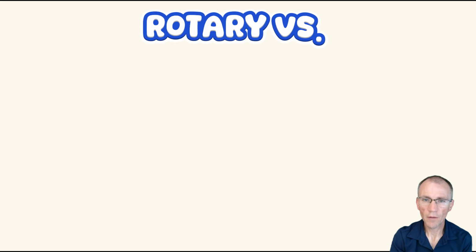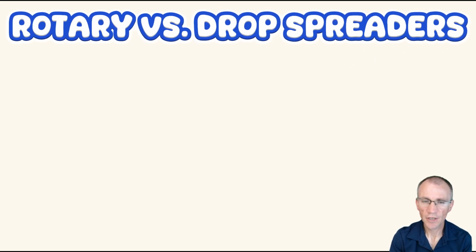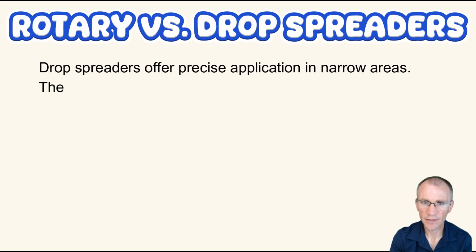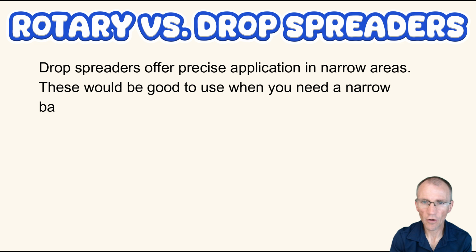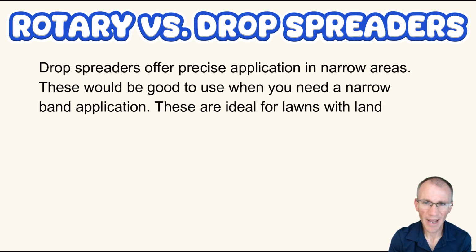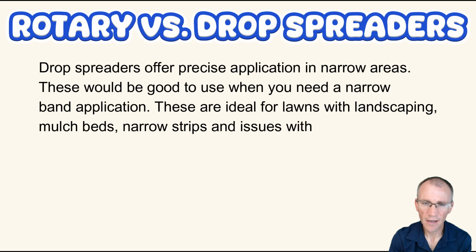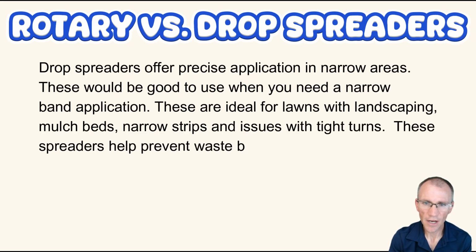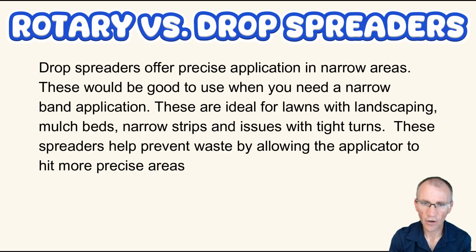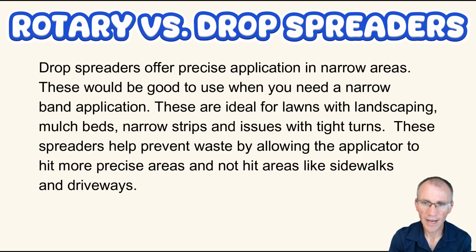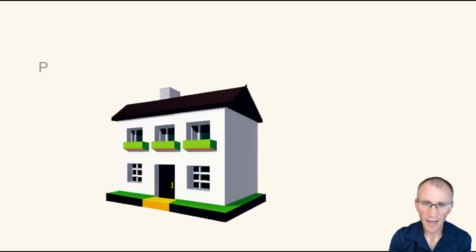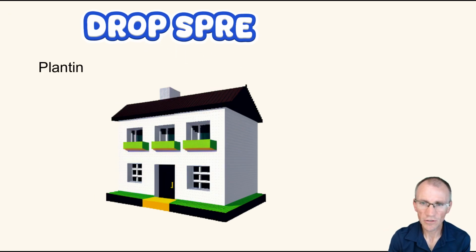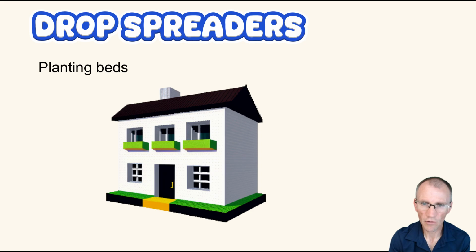Let's talk a little bit more about rotary versus drop spreaders. Now, drop spreaders offer precise application in narrow areas. These will be good to use when you need a narrow band application. These are going to be ideal for lawns with landscaping, mulch beds or planting beds, narrow strips, and issues with tight turns. These spreaders help prevent waste by allowing the applicator to hit more precise areas and not hit areas like sidewalks and driveways. And I think this is going to be more of something you would use in a residential application as we're describing here.